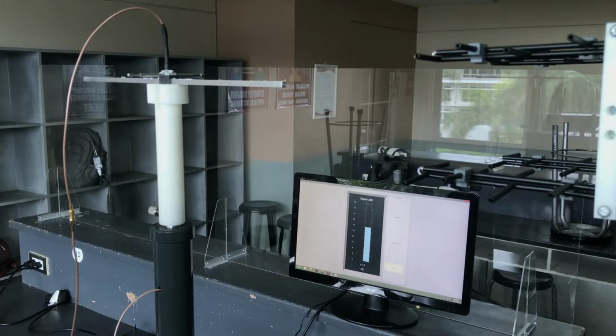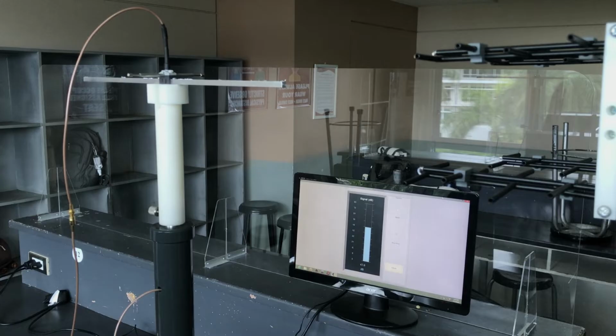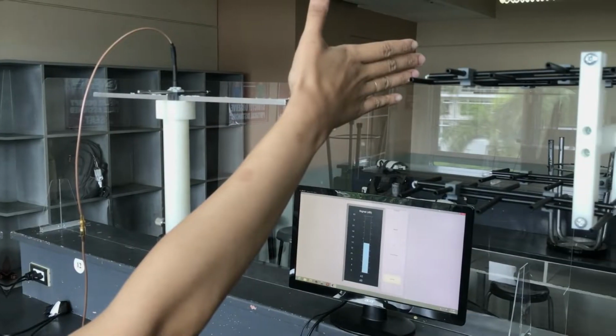Presentation of results. For the real-time signal without hand obstructions, it shows both the setup without any hand obstructions as well as the real-time signal acquired by the dipole. The received signal strength has an approximate value of 47.1 dB. This is the maximum signal strength acquired when there are no obstructions between the dipole and receiving antenna.